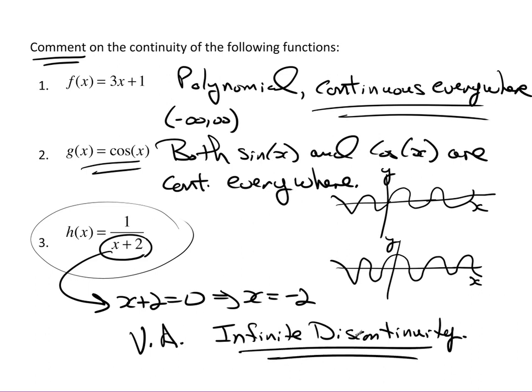Infinite discontinuity simply tells me that the function, if I were to graph it, here at negative 2, this function is going to look like this. At 0, this is a half. And I have a vertical asymptote. So the discontinuity is infinite, unlike something that has a hole in it.